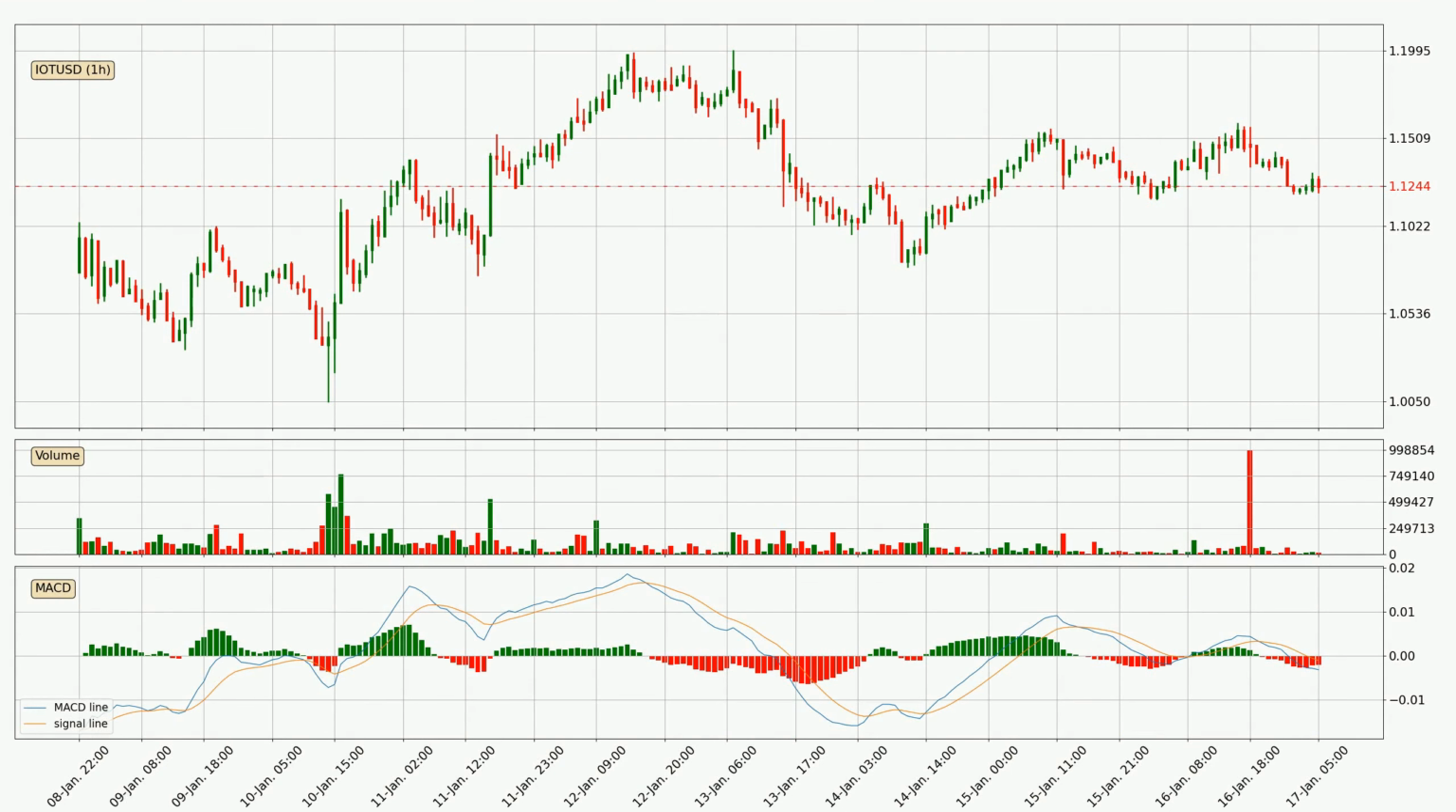Looking at the hourly MACD, the trend is currently going down because the MACD line is below the signal line. However, the MACD histogram shows that the momentum is currently shifting to the upside, and it could be expected that the price will consolidate for some time, and you should wait to see if the MACD line will cross the signal line, which will be bullish.